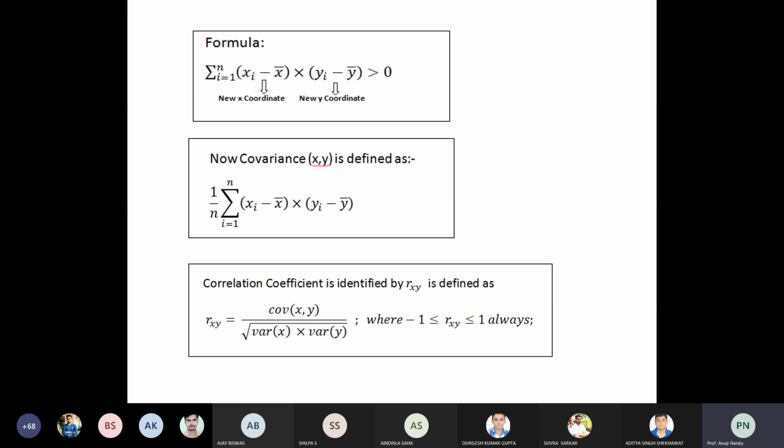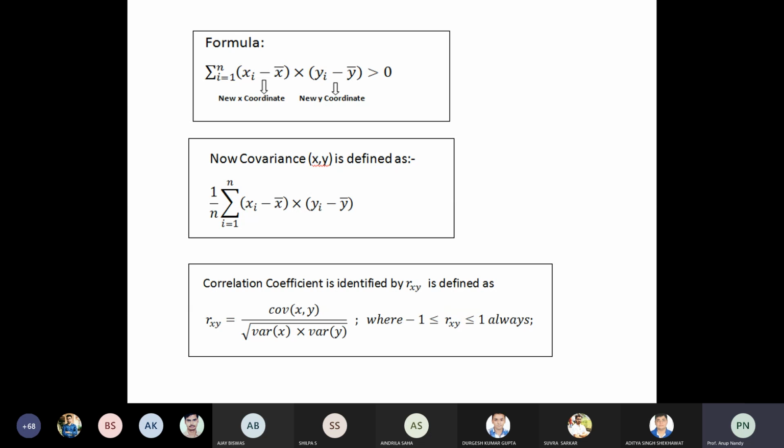Now its probability density function is given by f(x) equal to 1 by root over 2 pi into 1 by sigma, exp of minus half, (x minus mu) by sigma whole square, where the x range is minus infinity to plus infinity, mu is from minus infinity to plus infinity, and sigma is greater than 0. Here x is a variable, while mu and sigma have fixed values. You can follow a very good book, C.R. Rao's Linear Statistical Inference and Its Applications, where you can get all the details of statistics.